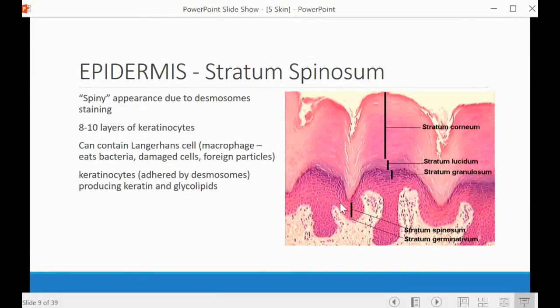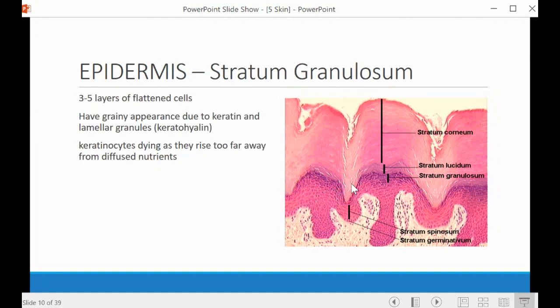Langerhans cells are cells that are going to eat bacteria, and they're going to eat some damaged cells and foreign particles in this area. And we have keratinocytes in here, which are adhered together by desmosomes, and they produce keratin and glycolipids. That's going to help with sort of feeding the rest of the cells.